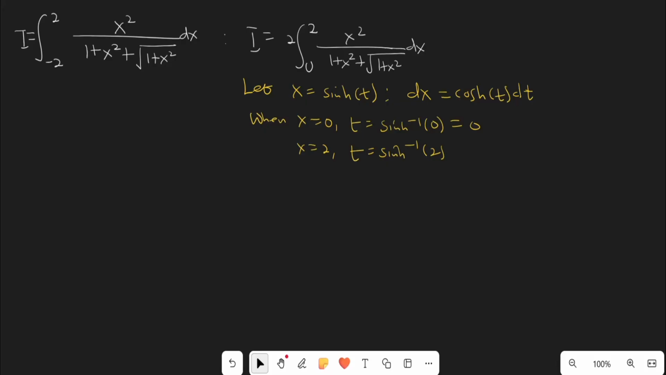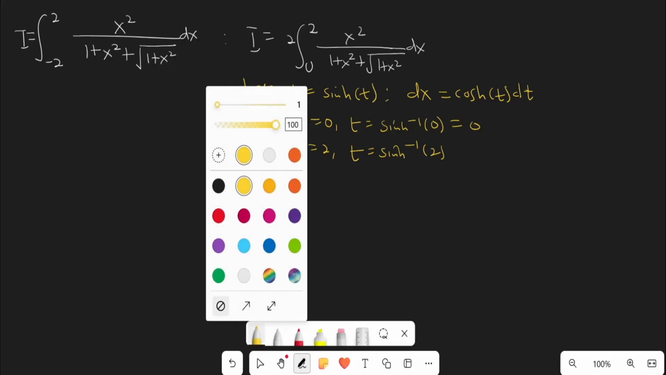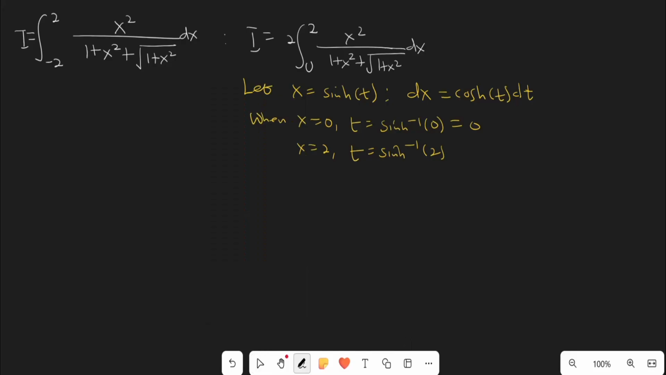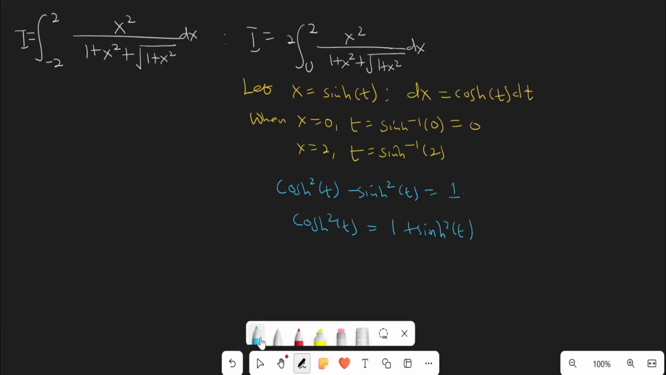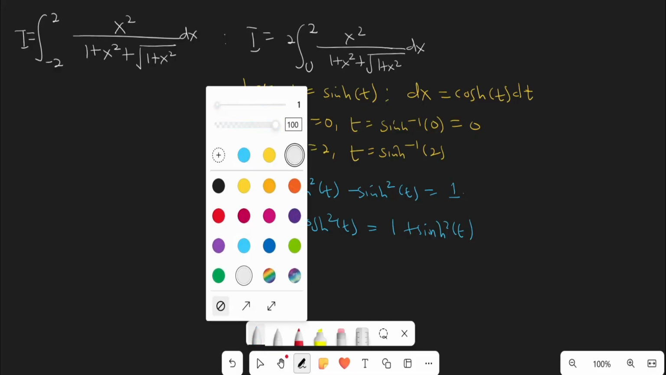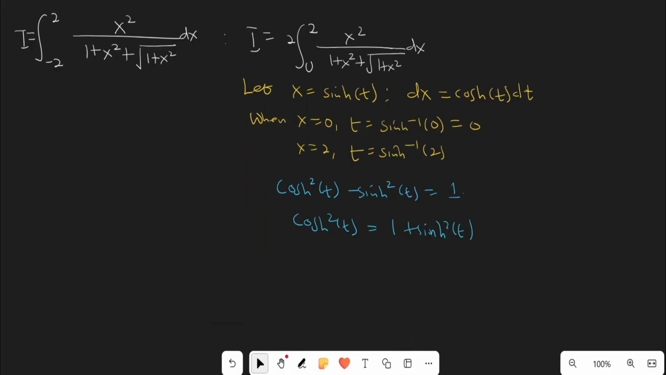And then I'm going to use some identities here. You know that the cosine hyperbolic square of t minus the sine hyperbolic square of t is equal to 1 from the hyperbolic functions. So from here, we have the cosine hyperbolic of t is the square root of 1 plus the sine hyperbolic square of t. So we can now at this point take our integral from the x world into the t world.